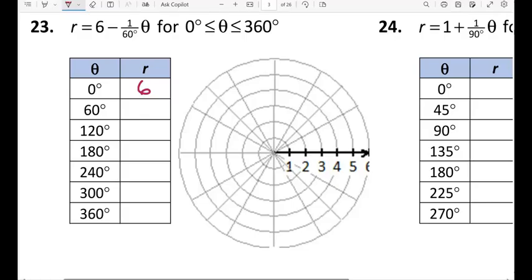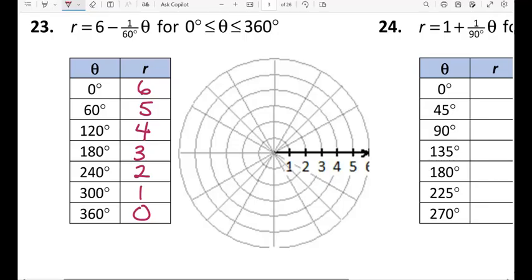1/60th times 60 is 1. 6 minus 1 is 5. 120 times 1/60th is 2. 6 minus 2 is 4. And so every time theta increases by 60 degrees, the r value is going to decrease by 1.